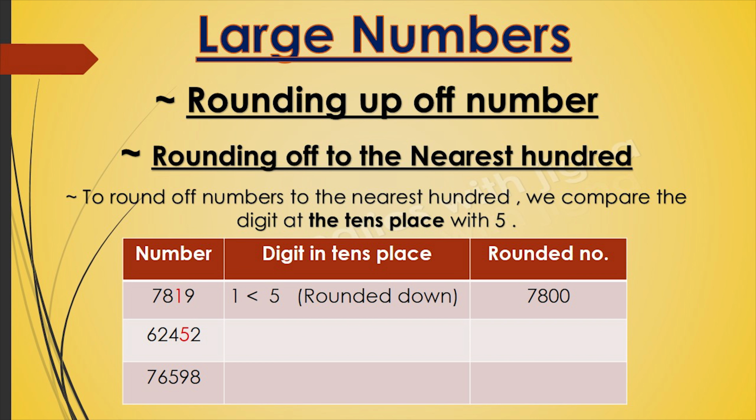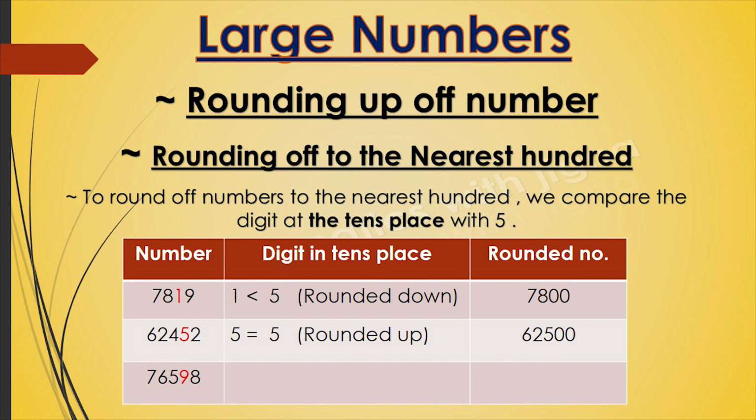Our next example is 62452. Here 5 is in the tens place, so 5 is equal to 5. So if the digit in the tens place is equal to 5, we round off the number by adding 1 to the digit at the hundreds place and writing zeros in the tens and ones place. So here hundreds place digit is 4, so 4 plus 1 is 5, so 625, and the tens and ones digit converted into the 2 zeros. So our answer will be 62500.